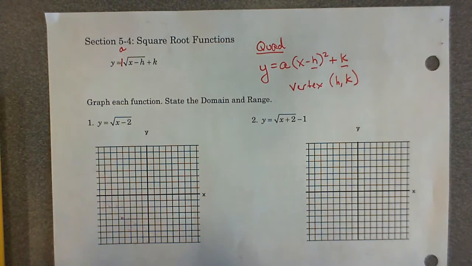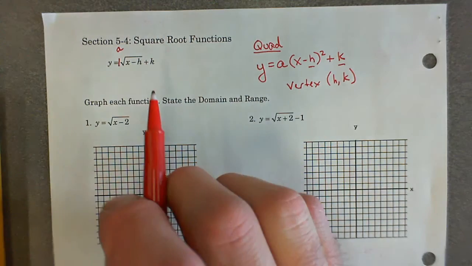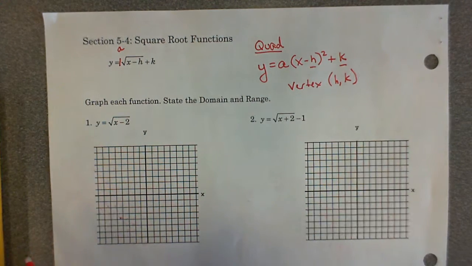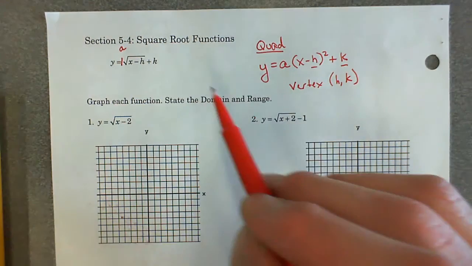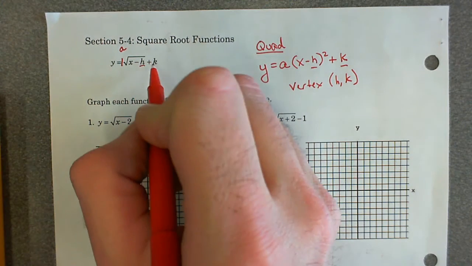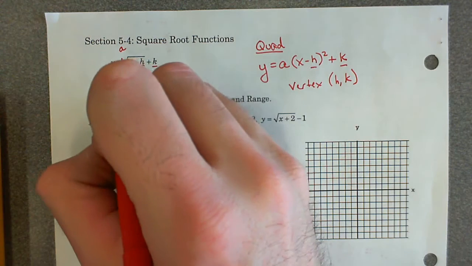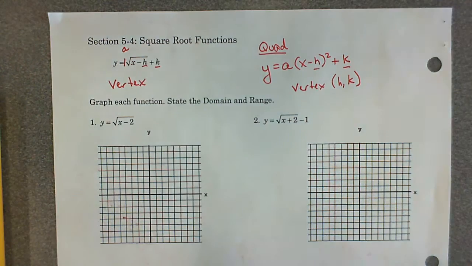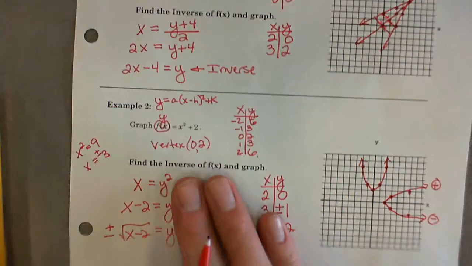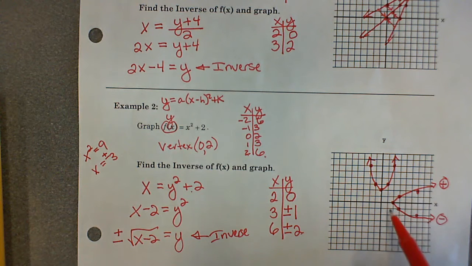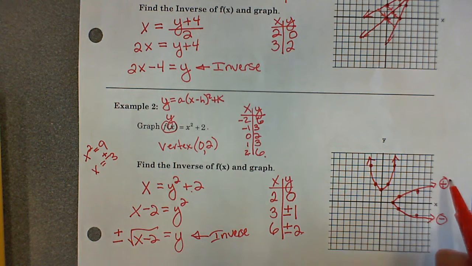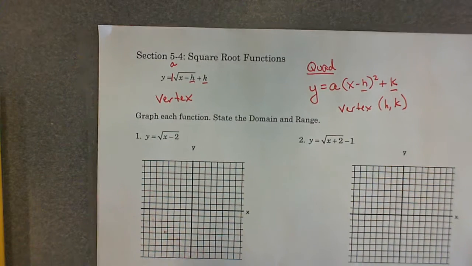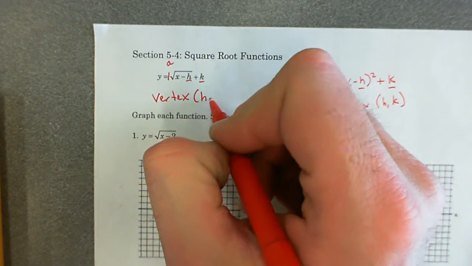And in all the problems we're going to do in this course, a is going to equal 1. A doesn't have to equal 1, but to keep things simple for yourself, we're going to keep a as 1. Now, the h and the k is still going to represent the vertex. And remember that the square root looks like a sideways parabola when you graph both a positive and a negative value. Okay? So this is h comma k.